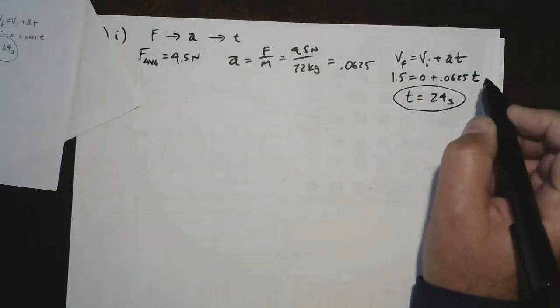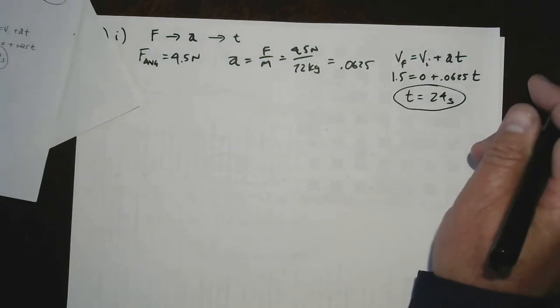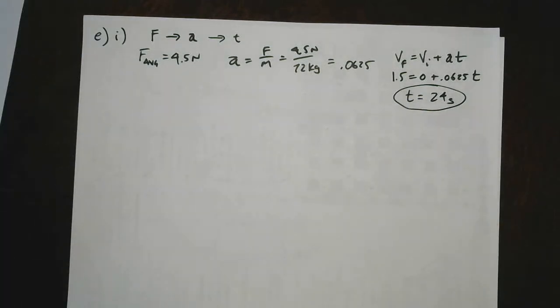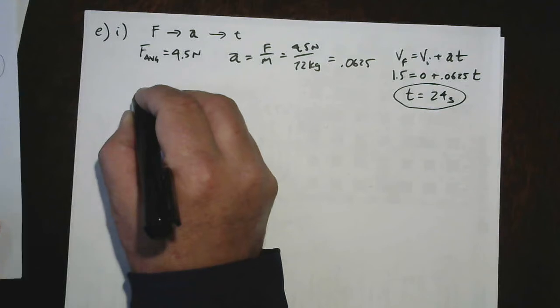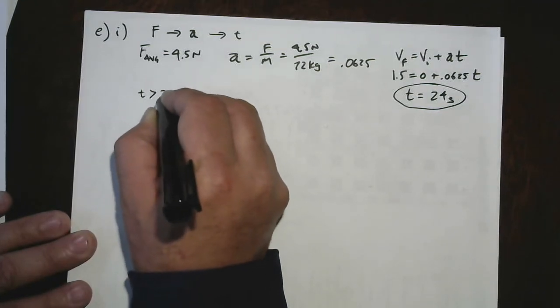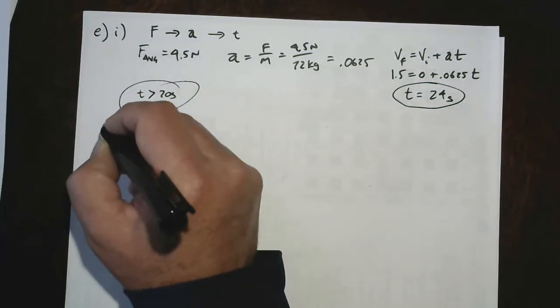Hey, that makes a little bit of sense. It took 12 seconds to get a mass 1 thing going up to 1.5, and with the same force, a double mass thing is going to take twice the time. So we're going to have to answer that the time greater than 20 seconds is the appropriate answer.